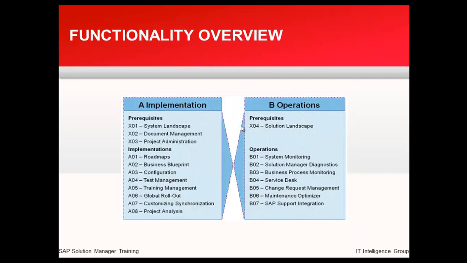implementation to operations to optimization, all the core business processes are taken care of by Solution Manager. Okay, then let's look at it from the functionality overview. Okay, from the functionality perspective, you can see that we have these different categories, like the prerequisite for the implementation. Prerequisite for implementation is you need to have a defined system landscape, you need to have documentation management, and you should be able to manage your projects well. Okay, then at the implementation phase you have roadmaps.